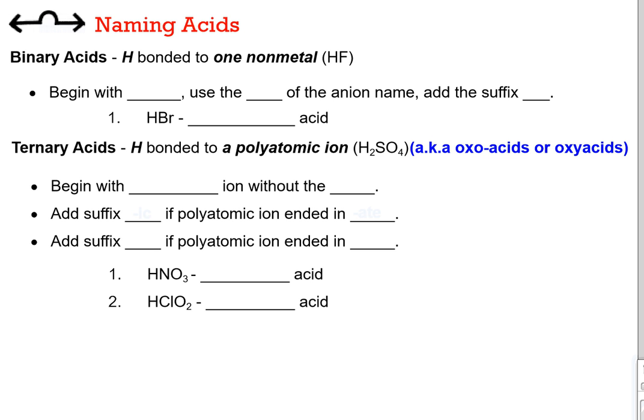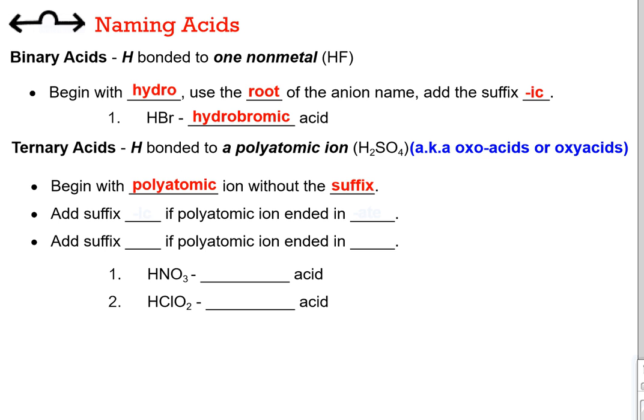Acid nomenclature, this is purely review. Keep in mind there are binary acids, which are when hydrogen is bound to a nonmetal. To name those, you'll use hydro as a prefix with the root of the anion and then add the suffix ic. So HBr is hydrogen and bromine, hydrobromic acid. Ternary acids are hydrogen bonded to a polyatomic ion containing oxygen. We call these oxoacids or oxyacids also.